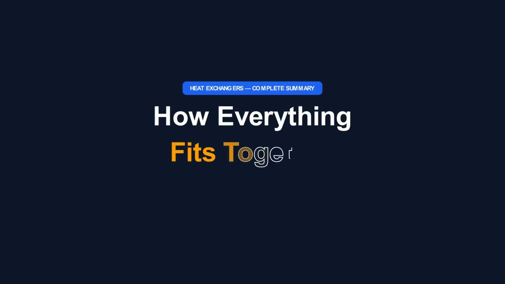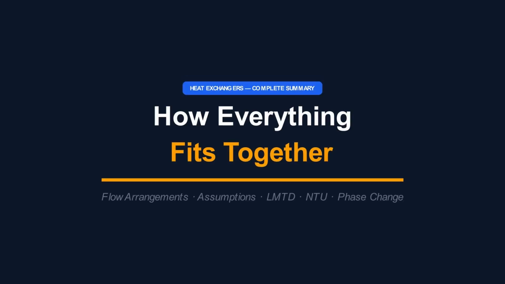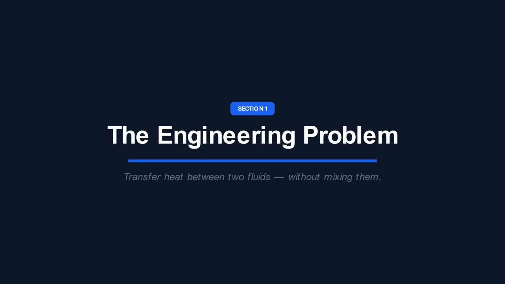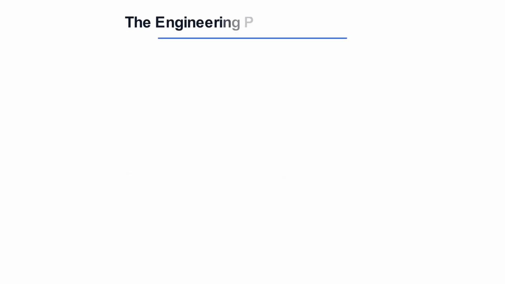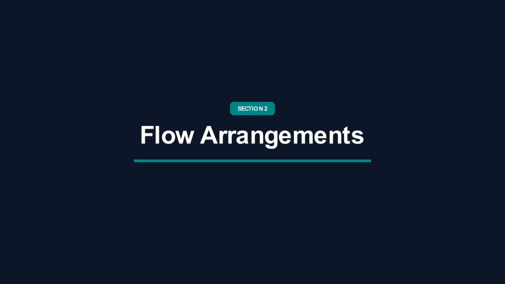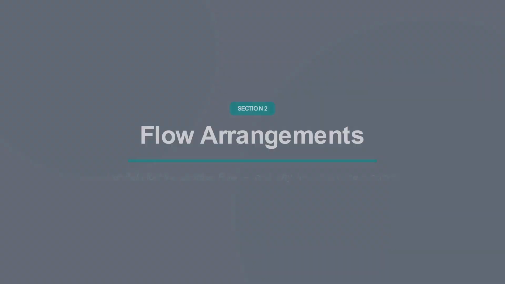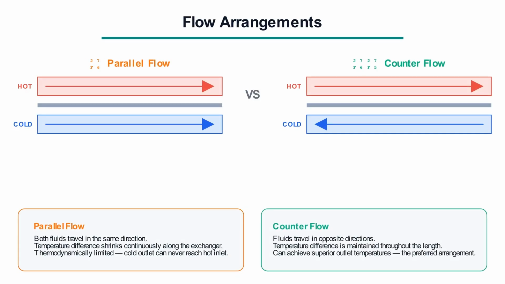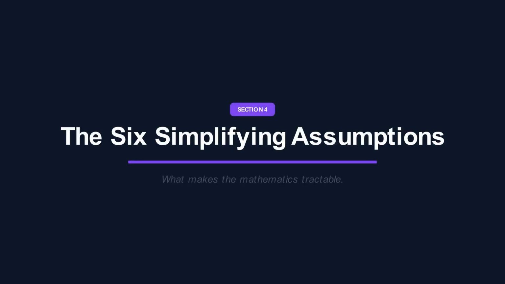Let me show you how everything we have covered fits together. We began with a physical problem: transfer heat between 2 fluids without letting them mix. The heat exchanger is the engineering solution. The flow arrangement determines the temperature profile, and parallel flow is thermodynamically limited in a way counterflow is not. The 6 assumptions clean up the mathematics and let us derive closed-form solutions.